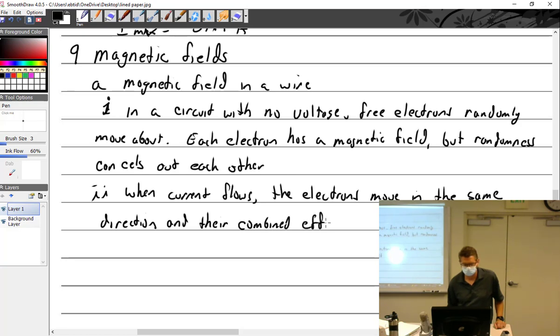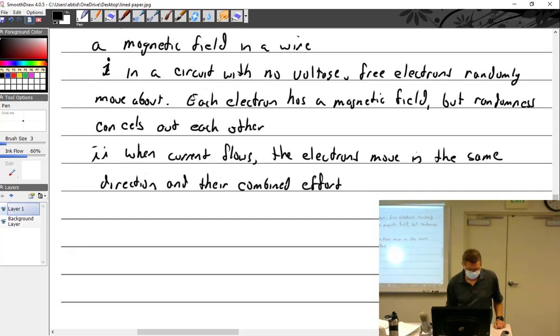Is this why you use shielded wire? No, not really. That's more for radio things.